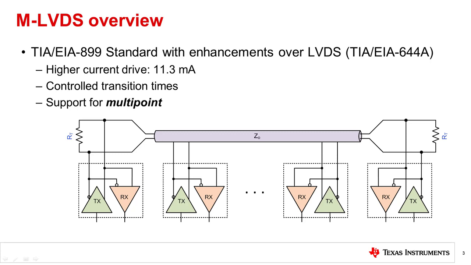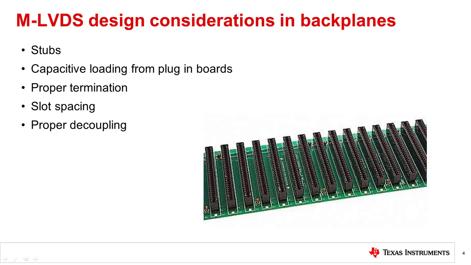Another enhancement is that MLVDS drivers have controlled slew rates, which help reduce the effect of impedance discontinuities inherently present in a backplane environment. With these enhancements, MLVDS can support up to 32 transceivers on the bus in total. Some of the things that we need to watch for when designing MLVDS in multi-point backplane configurations are stubs, which are unterminated transmission lines, capacitive loading from plug-in boards, proper termination values, the spacing of the slots on the backplane, and proper PCB decoupling to reduce power supply noise.